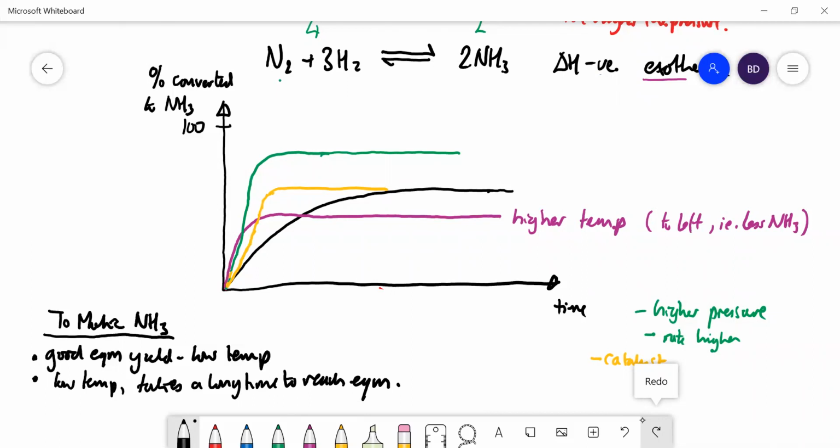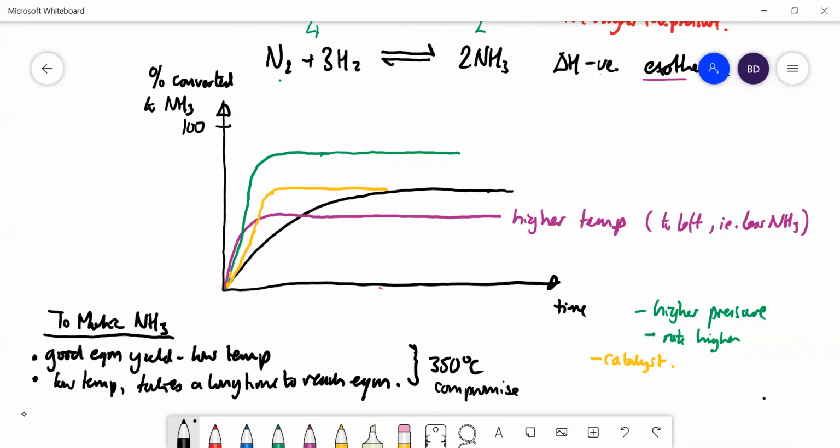So I think the Haber process is done usually at 350 degrees C, which is a pretty high temperature. Room temperature is 20 degrees C. They could do it at 20 degrees C, save themselves the energy cost, and get a much better yield. Why don't they do it at 20 degrees C? The rate of reaction would be so slow it would take forever. So 350 is a compromise temperature. You probably remember that idea.